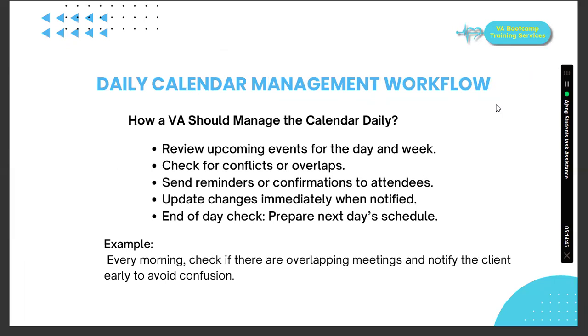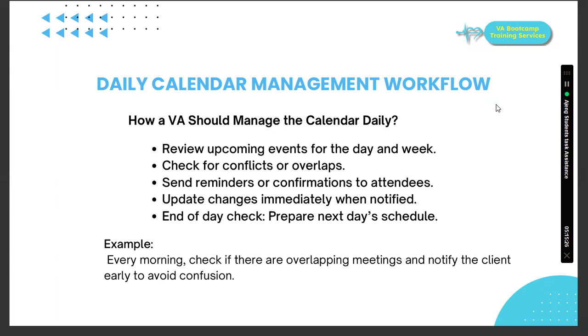So, the daily calendar management workflow. How should a VA manage the calendar daily? So we can review upcoming events for the day and week. And then we can check for conflicts and overlaps. Send reminders and confirmations to attendees. And then update changes immediately when notified. End of day check: prepare the next day's schedule. And for example, every morning check if there are overlapping meetings. And of course, don't forget to notify the client early to avoid confusion.